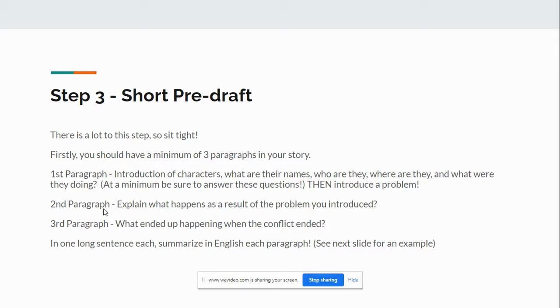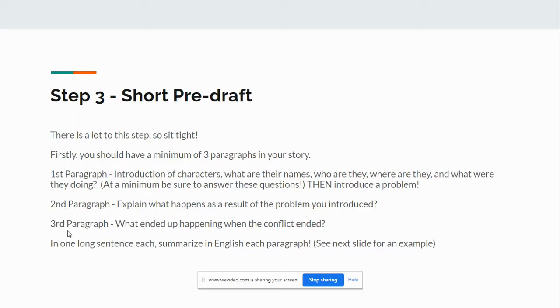Second paragraph should explain what happens as a result of the problem that you introduce. So as soon as you start talking about your problem, new paragraph, what happened because of this problem? What ended up happening? You know, what conflict occurred? Did they get into a fight? Did someone fall down? Did they argue? Did they yell? What did they yell? Right? How long did they fight for? If it was a fight, I keep going back to this fight idea. I don't know why. Conflict, right?